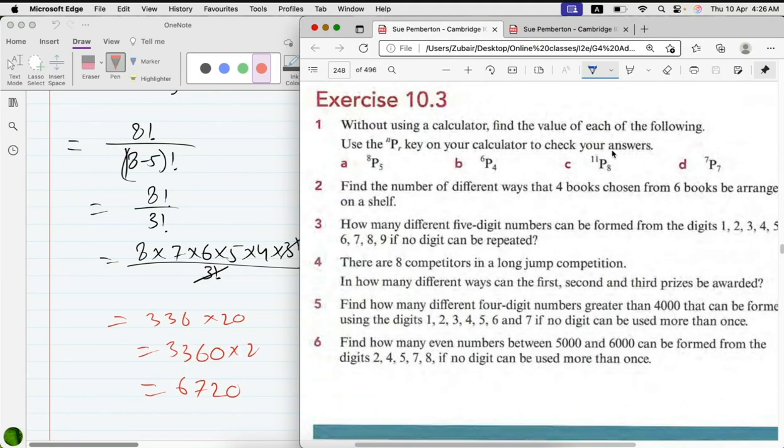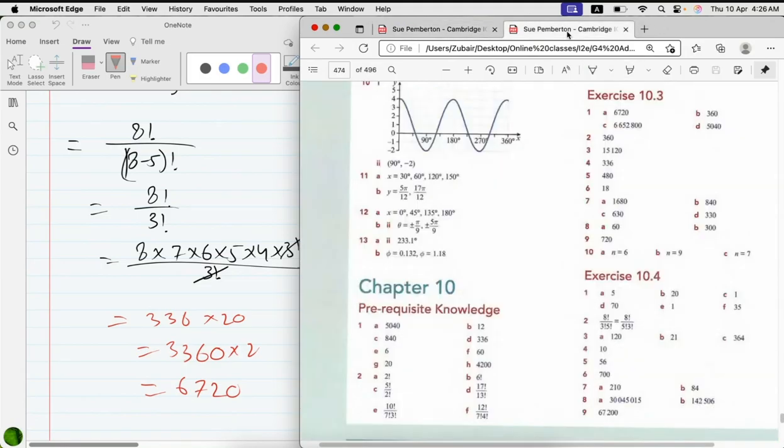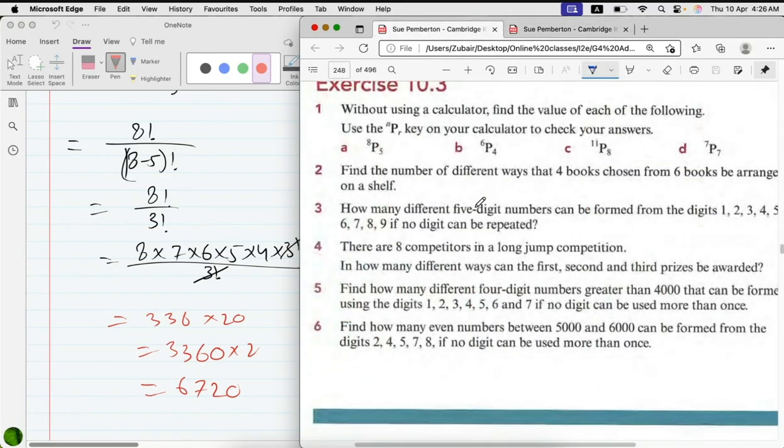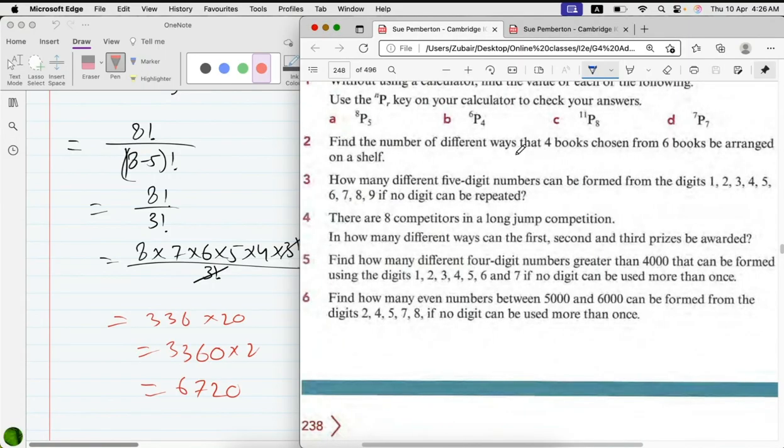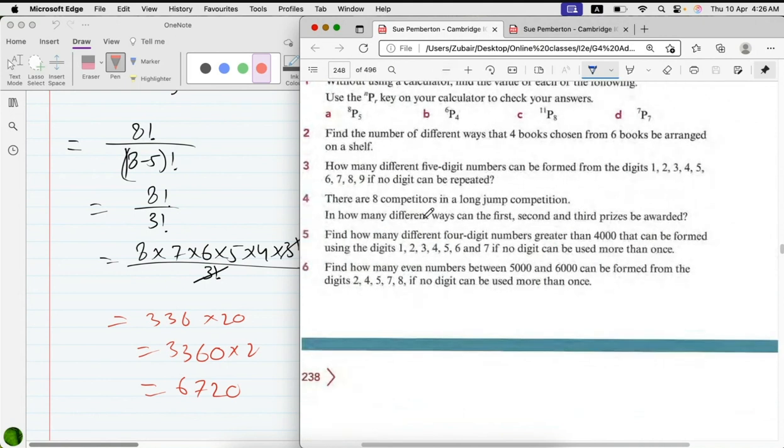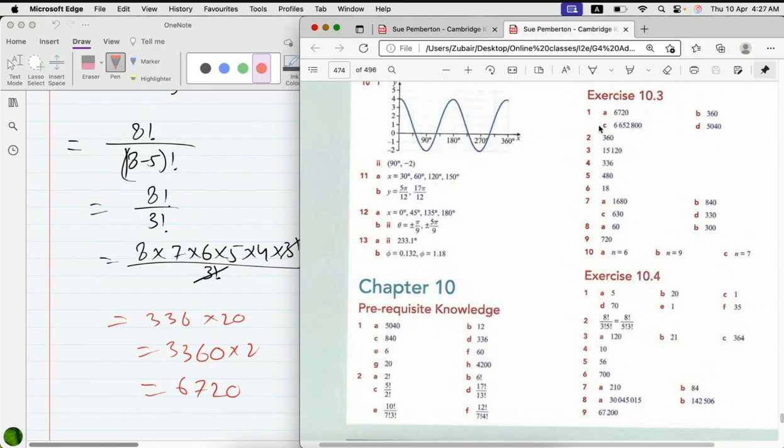1B, 360. Okay. Find the number of different ways that 4 books chosen from 6 books can be arranged on a shelf. So 4 books being selected from 6 books. This is 6P4. And using calculator, we get 360.